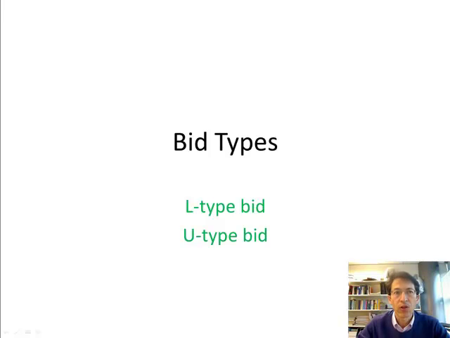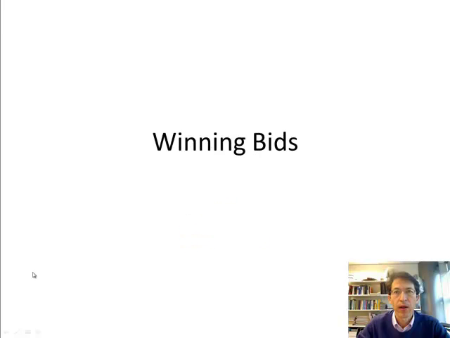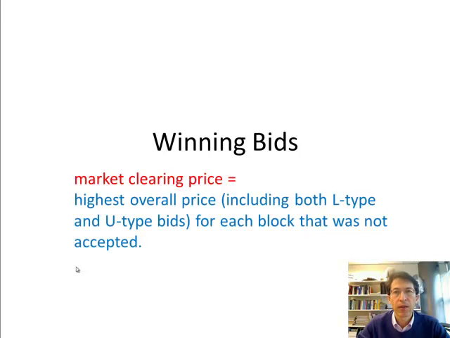After the close of the auction, the auctioneer will compare the highest L bid for each block with the total aggregate U bid for each block and will accept the highest bid for each block. Winning bids. Based upon the submitted bids, the auctioneer defines the market clearing price, which is equal to the highest overall price, including both L-type and U-type bids, for each block that was not accepted.